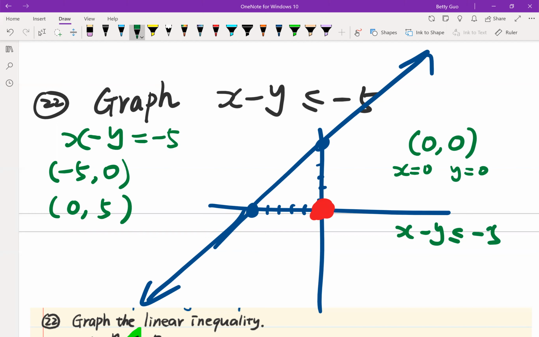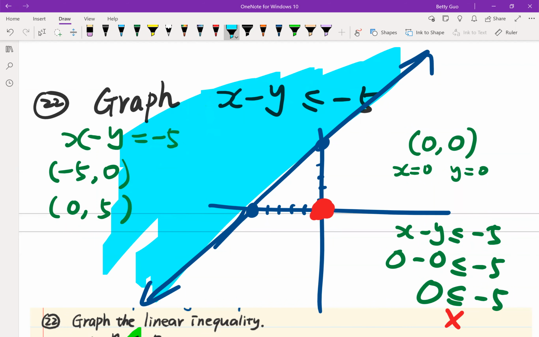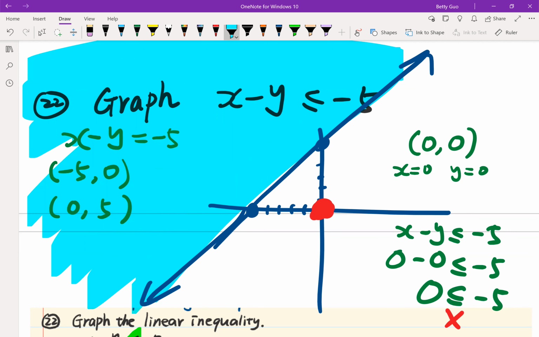Let's see what we have. 0 minus 0. 0 is less than or equal to negative 5. True or false? Yeah, you're right, false. So this is false. So should we shade the region above or below? Above, yeah. If the testing point is not a solution, you shade the region without it.